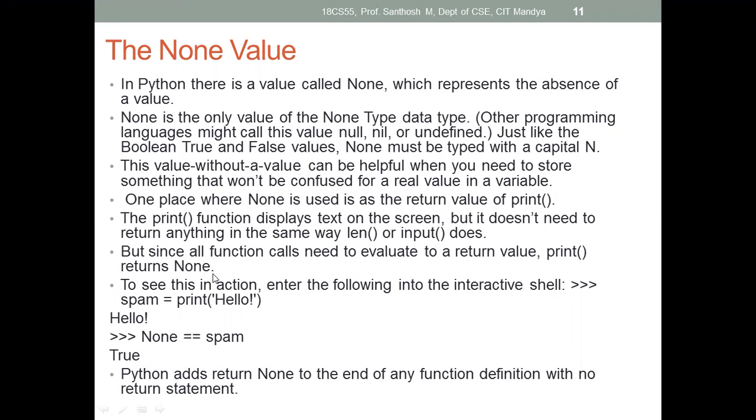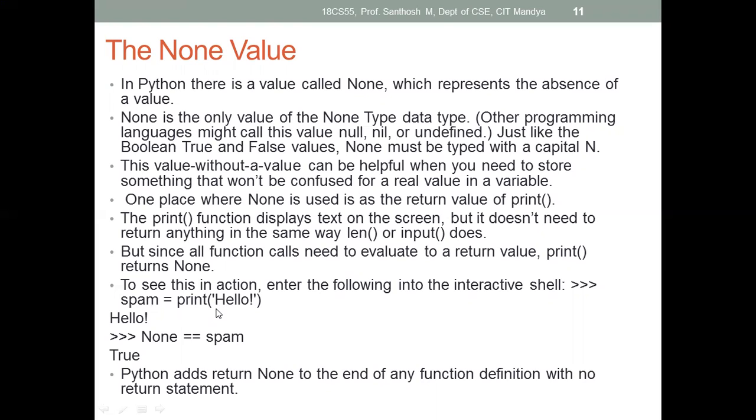As already told, after executing, if you have not typed anything inside that function, it will return None. Here you see one example that shows how None will work. Type this program in your interactive shell, in your Spyder, and then see the output. So here you see: spam is equal to print hello.